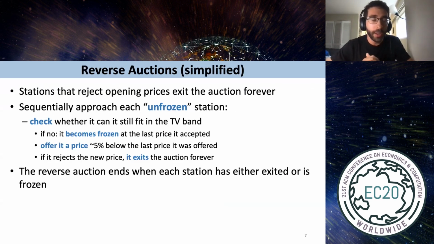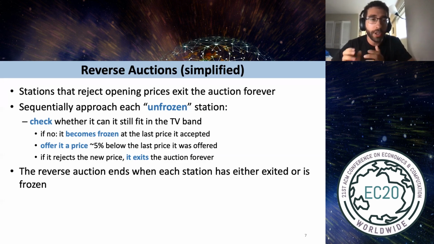So as I said, the forward auction is kind of just a standard spectrum auction. The novel part is mostly this reverse auction. The way that it worked is that stations are initially offered prices for their licenses, and they can either accept or reject these prices. Stations that reject these prices exit the auction, meaning that they're going to go back on the TV band, and they can never rejoin the auction again.